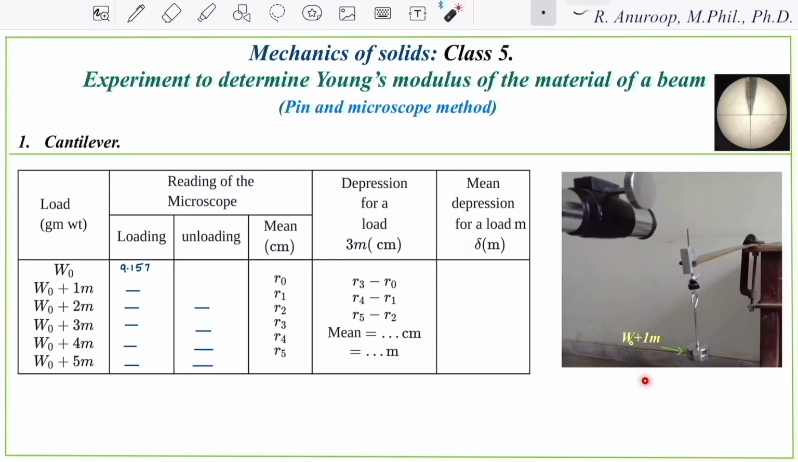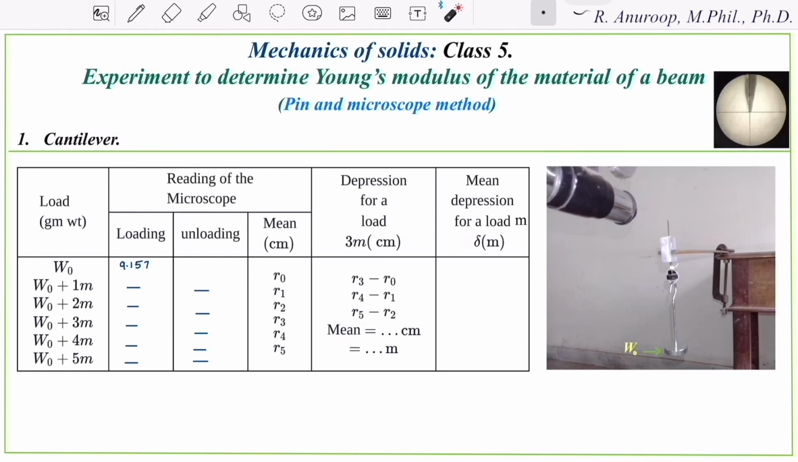Now remove 1m again. So the total weight becomes W0 plus 1m. Note the readings on the traveling microscope. Finally, remove that 1m. So the weight is actually the weight of the weight hanger only. Now note the corresponding reading and write the corresponding reading of W0 in the unloading column.